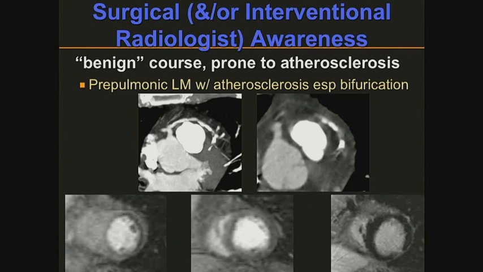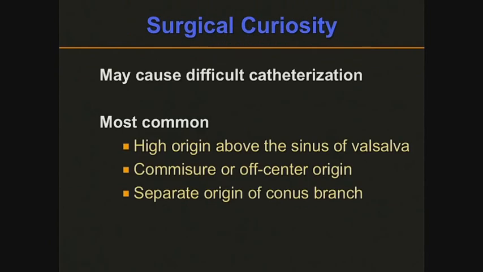When we look at the course, this is a left main again, traveling anterior to that. It has a prepulmonic course. And in this case, the course itself is not the problem, but there's a lot of atherosclerotic disease here where it bifurcates. Again, probably from the weird tortuosity, which causes more turbulence and more atherosclerotic disease. And that, again, could affect how they treat this patient for the atherosclerotic disease.